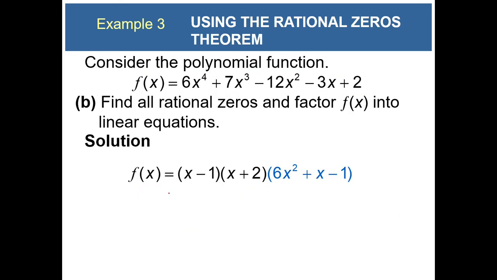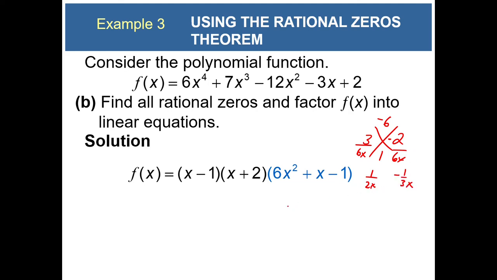So here we have f of x equals x minus 1. And we factored out x plus 2, leaving us 6x squared plus x minus 1. And again, we'll use the AC method. We have negative 6 on top, 1 on the bottom. The two numbers are 3 and 2. So this has to be a negative 2. Let's divide both of these by 6x. Simplify. I have 1 over 2x here. And this becomes negative 1 over 3x.